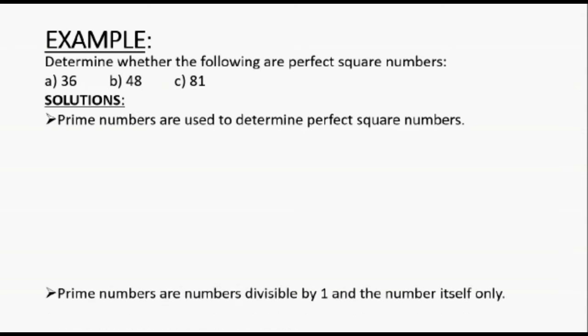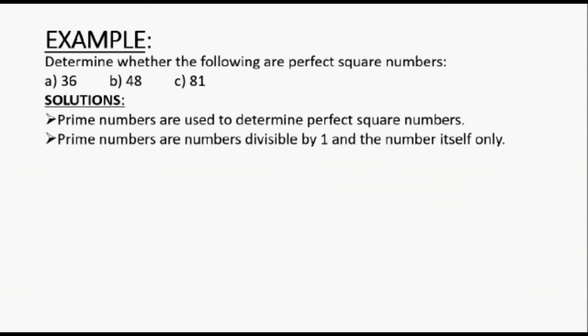Now, what are prime numbers? Prime numbers are numbers divisible by 1 and the number itself only, meaning prime numbers are those numbers where only 1 and the number itself are factors. Our set of prime numbers: we have 2, which is the first prime number, then 3, 5, 7, 11, 13, 17, 19, 23, 29, and so on. So the prime numbers are what we are going to use to determine whether those are perfect square numbers.